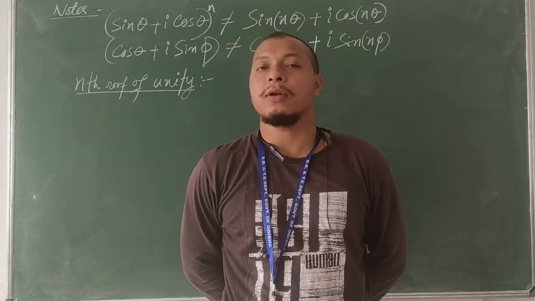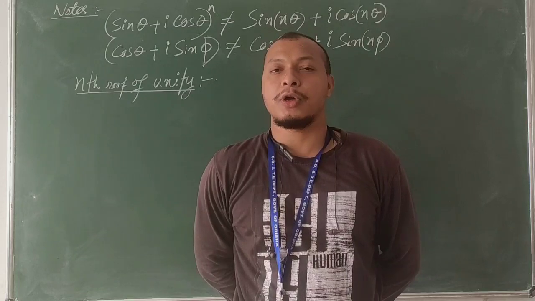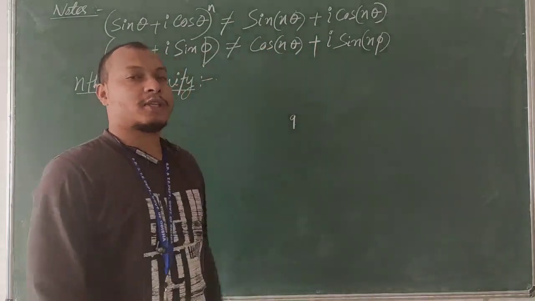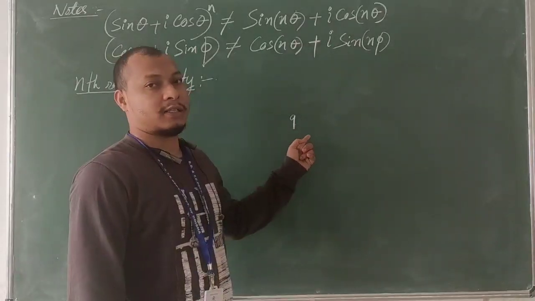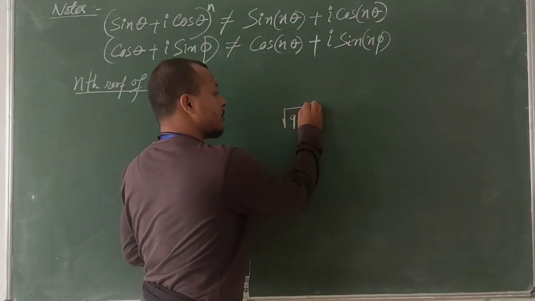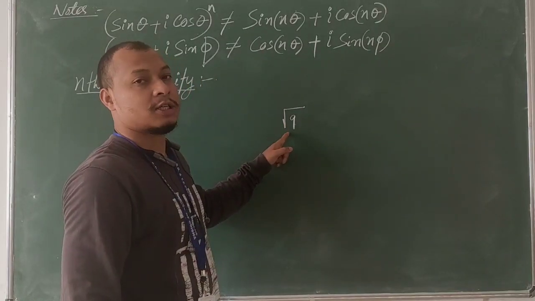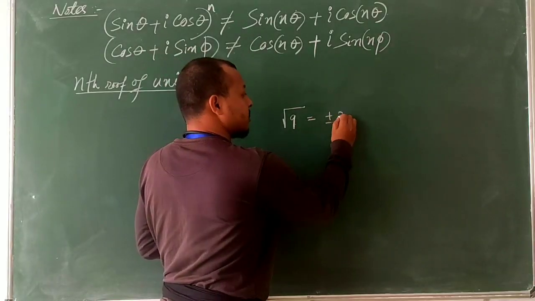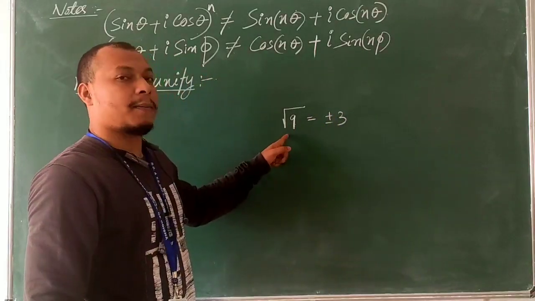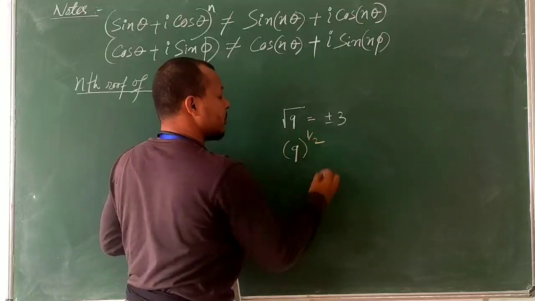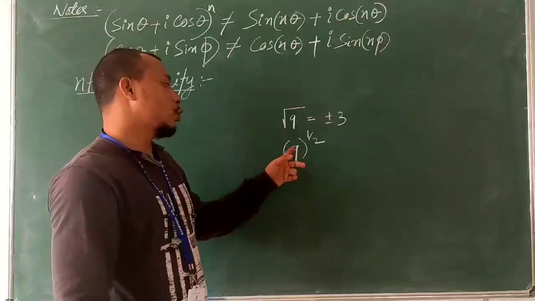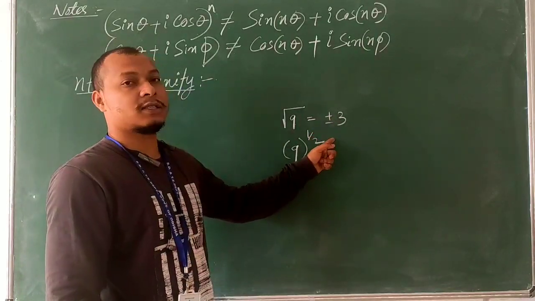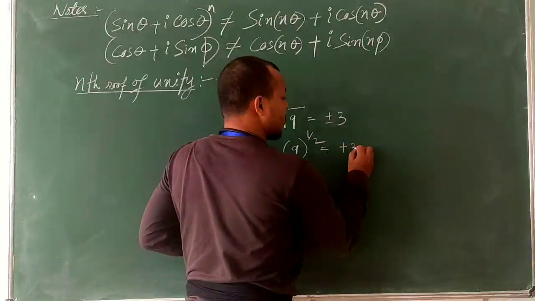If a number is given, say we are taking the square root of 9, what is the square root of 9? The square root of 9 is plus or minus 3, right? So what we are doing is taking the square root. This sign is known as the square root symbol. It means we are trying to find two roots of this 9. So the two roots of 9 are: one is plus 3, another is minus 3.